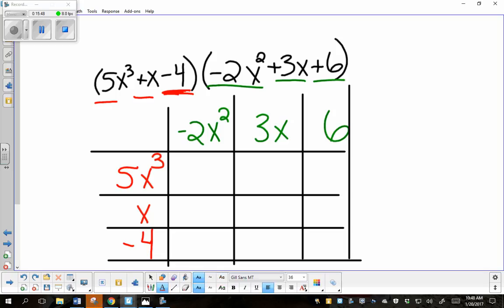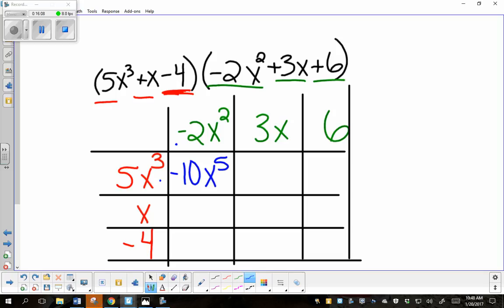Let's multiply these. In this first box I've got 5x to the 3 times -2x squared. So that's -10x to the 5. -2 times 5 is -10. And for the x to the 5, I did 2 plus 3. The powers of x added up.